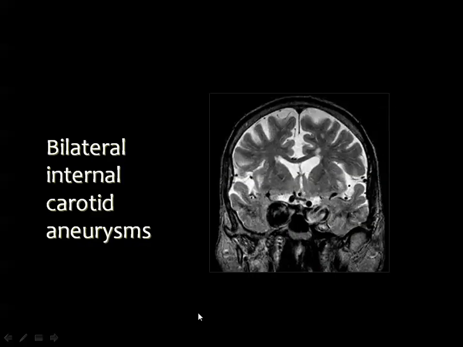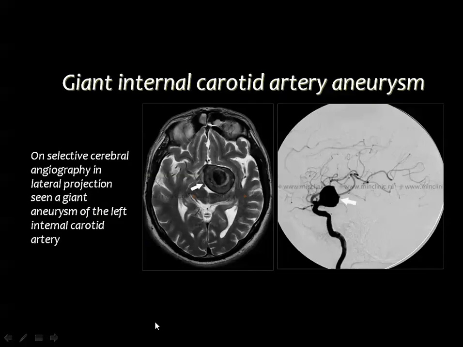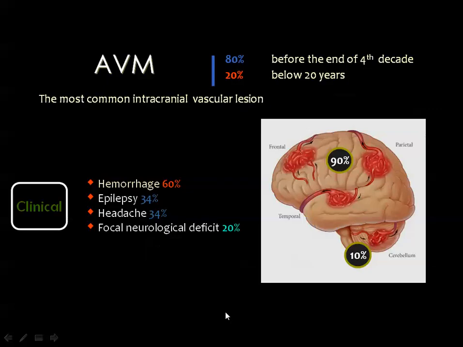And this is the case of bilateral internal carotid artery aneurysm in the region of the cavernous sinus, and the aneurysm is more sizable on the right side, showing the characteristic whorly appearance on both sides, diagnostic of aneurysms. And this is also a giant aneurysm in the internal carotid artery on the left side. And this is the digital subtraction angiogram, and this is the MRI T2 weighted image showing the aneurysm and the turbulence of flow inside the aneurysm.